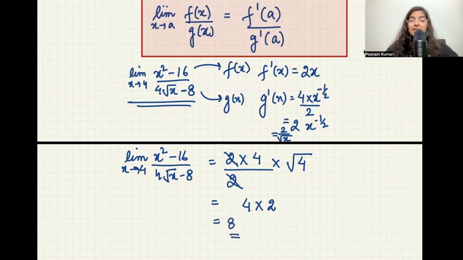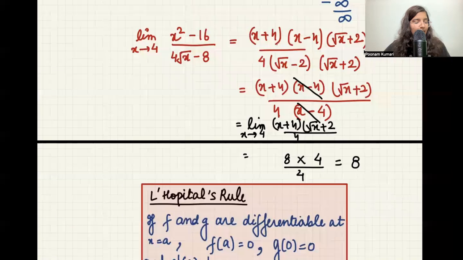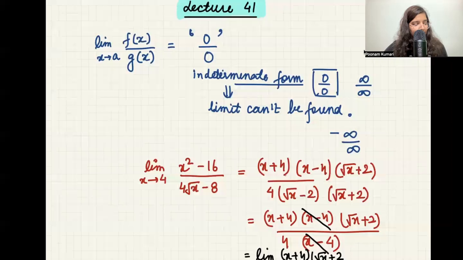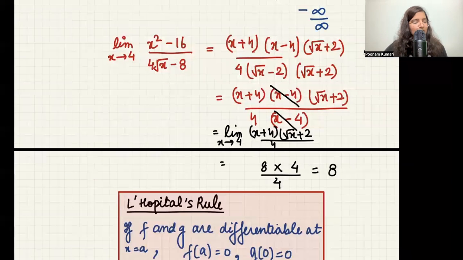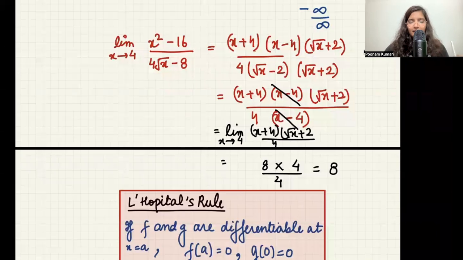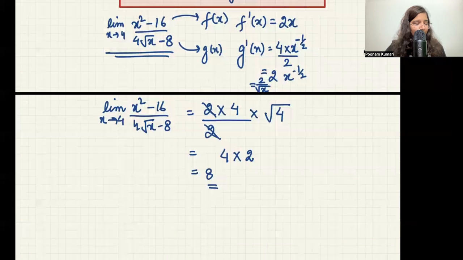And that is exactly the same limit that we got previously by using this particular formula as well. This particular entire set of steps as well. We got 8, and using this step also we got 8.